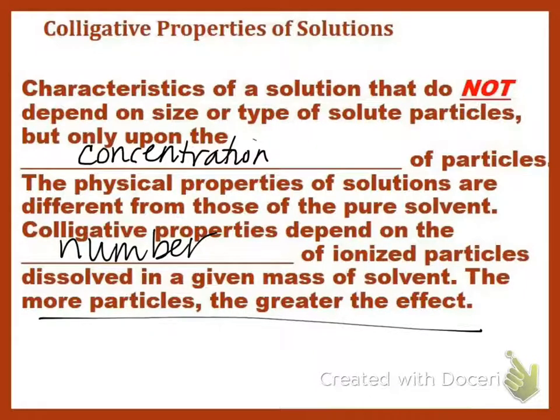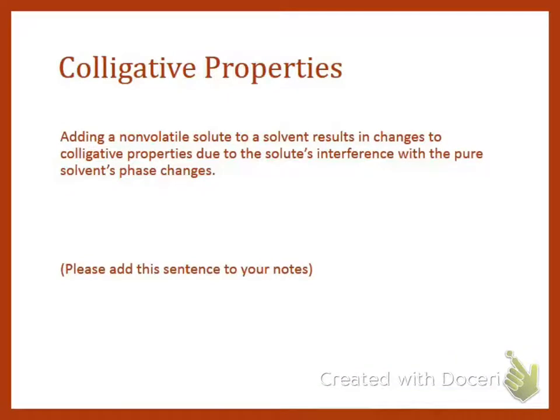Okay, so there are three types of colligative properties that we're going to look at. Okay, this sentence got left out of your notes. I need to put some major stickies on the notes for next year.